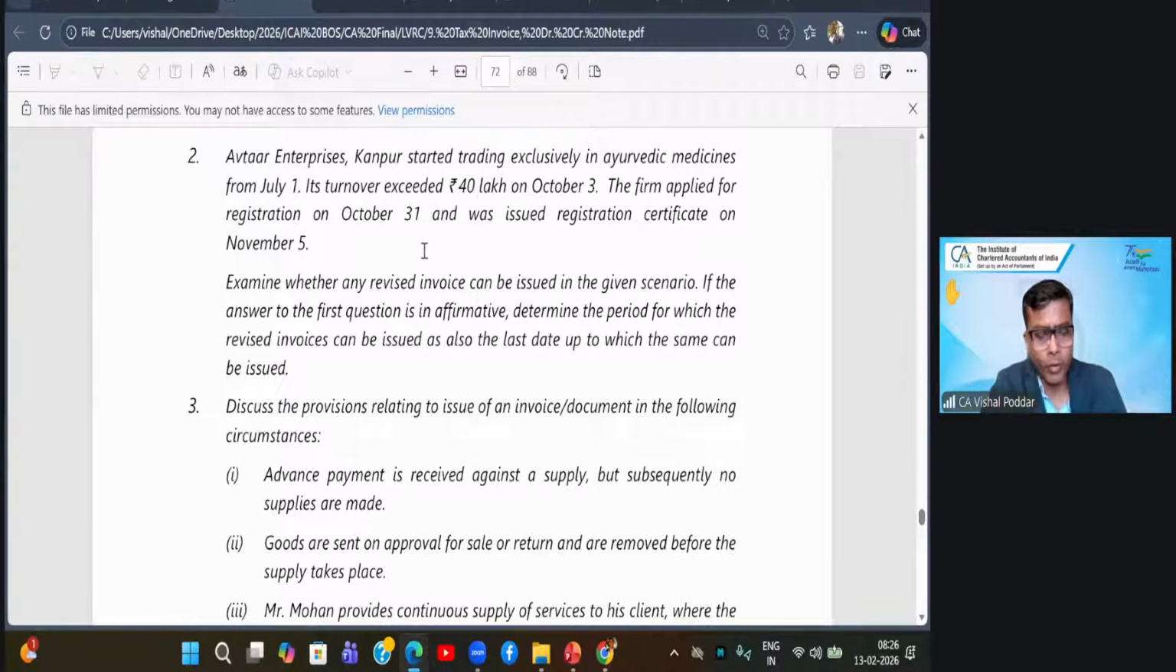Good. Now I'm asking you all a question, which is again related to provisions and concepts. What is a revised invoice? Can anybody tell me? They're talking about some revised invoice. So what is that revised invoice?